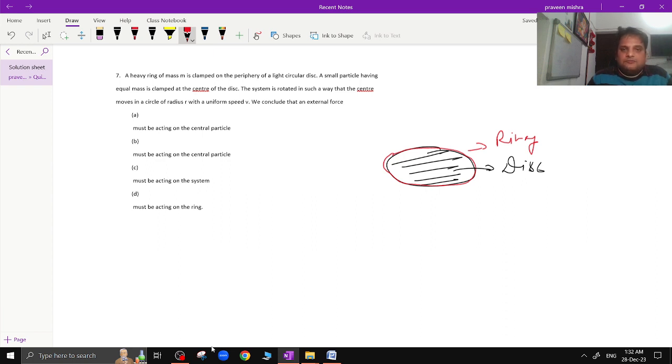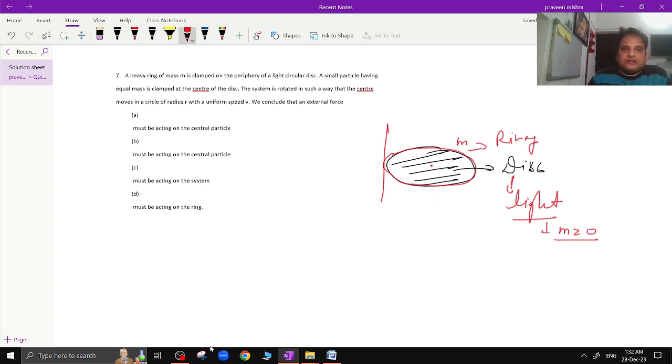A ring of mass m, and a light circular disk. What is the meaning of this light disk? Light disk means having mass 0, right? The system rotates in such a way that the center moves in a circle of radius r with uniform speed v. So the axis of rotation is somewhere here, and the center is moving with velocity v.